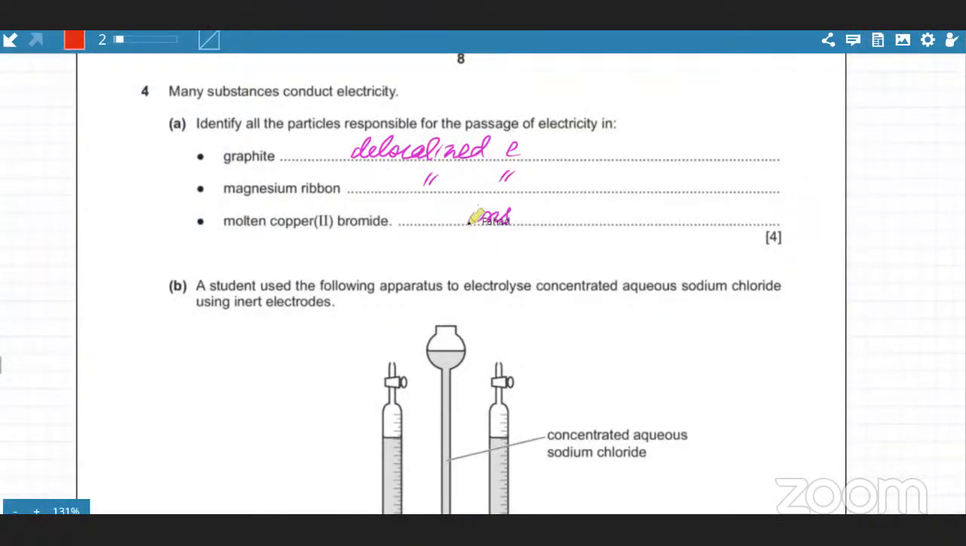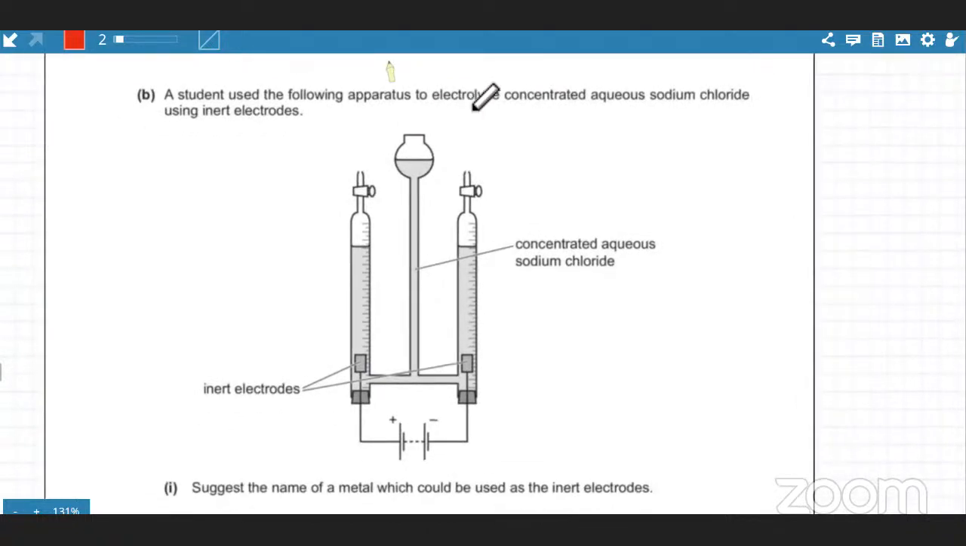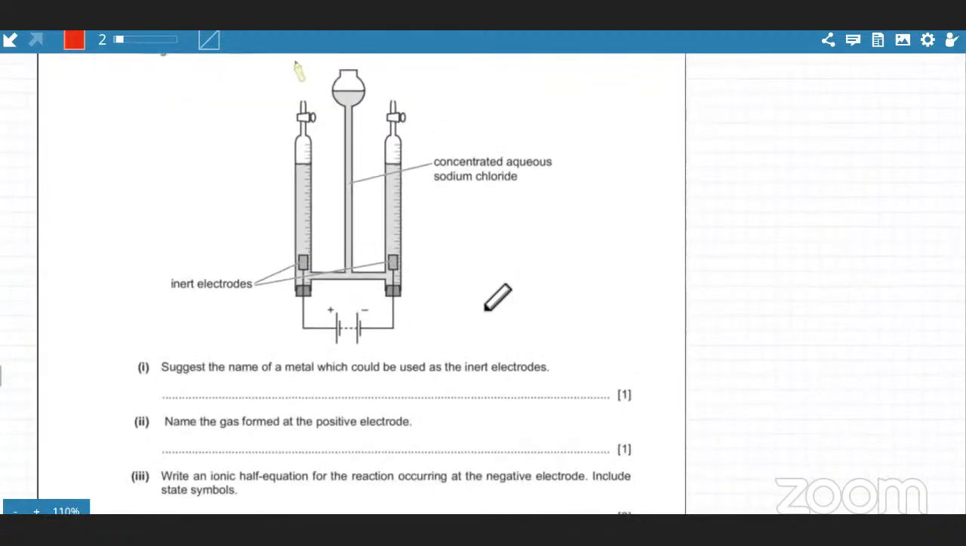Let's go back. Look at B now. A student used the following apparatus to electrolyze concentrated aqueous sodium chloride using inert electrodes. So concentrated NaCl. It's a funny looking diagram, but it's just concentrated aqueous NaCl. Suggest the name of a metal which could be used as the inert electrode. Remember, one of the main metals which is very inert or very unreactive is platinum.